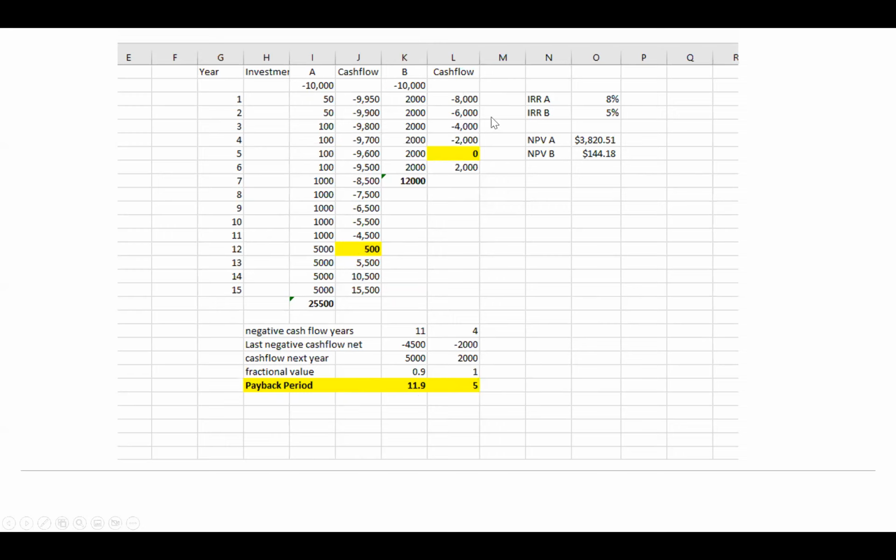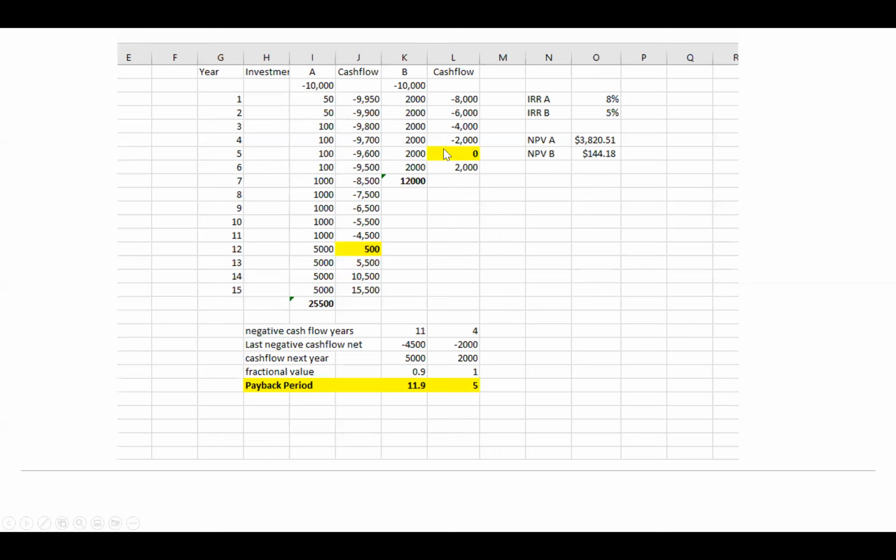If you look at these two, the internal rate of return, however, I used that same formula that I used earlier to calculate the internal rate of return. Investment A has an internal rate of return of 8%, and B has an internal rate of return of 5%.